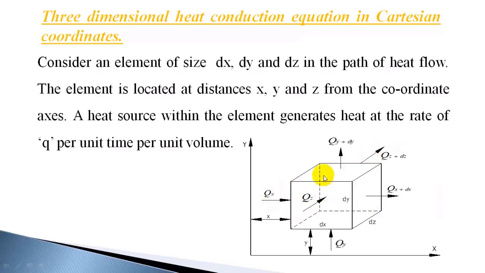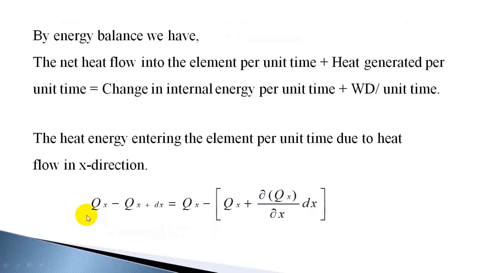So if you add all three, you will get the net heat flow as a result of heat flow in all three directions. So that is the first term. Qx minus Qx plus dx gives only the net heat flow as a result of heat flow in the x direction.